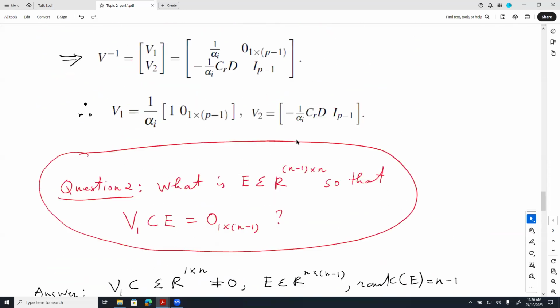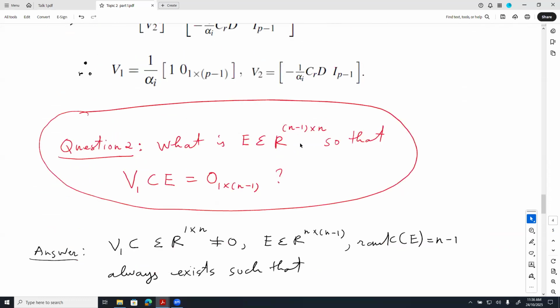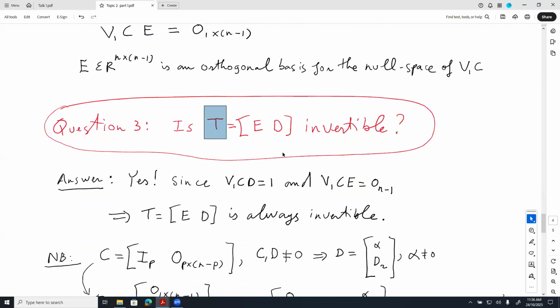That would mean that the transformation, the decomposition, does not work. So our natural question here is a very valid question: is it invertible? And the good thing about it is, yes, it is always invertible.